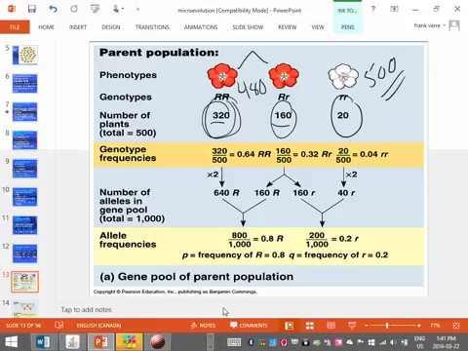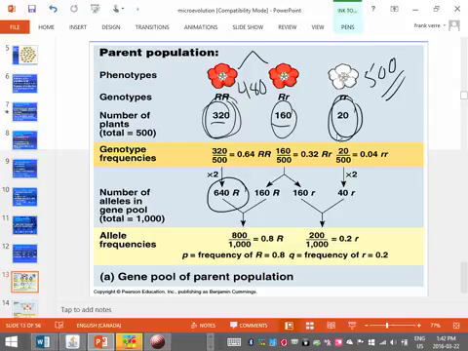And then they say, well, if you want to know the frequency of red and white, you can do some really simple math. If you're homozygous dominant, how many red alleles do you have as an individual? If you're homozygous, you have 2 red alleles, right? So if you're an individual with 2 red alleles, and there's 320 of you, then how many red alleles would they have in total? 640, right? 320 homozygous red individuals would have 640 red alleles.